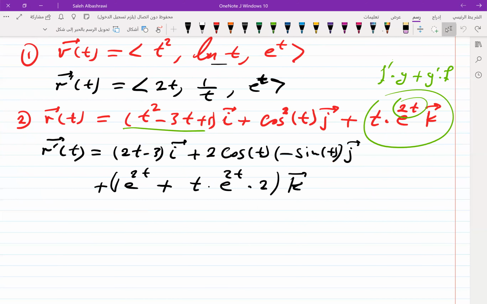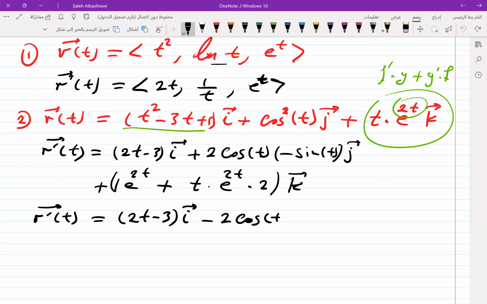It can be written in a nice way: 2t minus 3 i, minus 2 cosine of t sine of t j, plus e to power 2t plus 2t e to power 2t k.